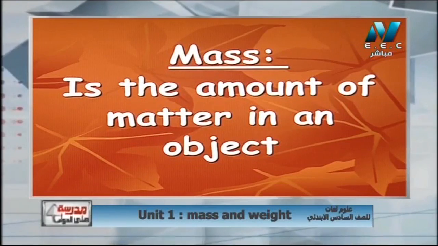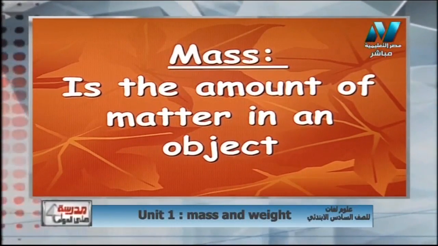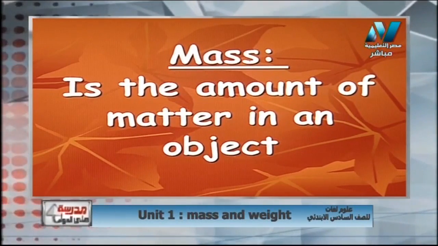درسنا التعريف ده قبل كده أكتر من مرة في primary 4 وعارفينه كويس قوي. What is the definition of mass? Mass is the amount of matter in the object. Again, mass is the amount of matter in an object. الكتلة هي كمية المادة اللي موجودة في الشيء.